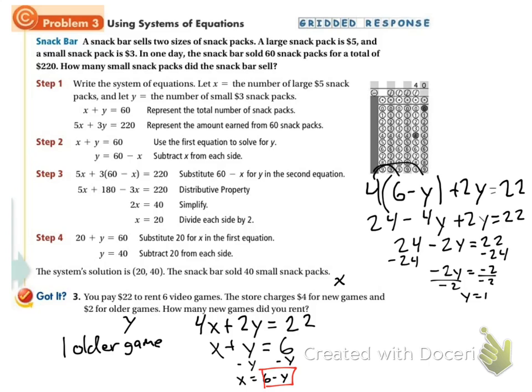And then I need to plug back in to figure out how many new games I got. My second equation is going to be a lot easier to plug in, right? No division, multiplication, all that. So I get that x plus 1 is equal to 6. And when I subtract 1 from both sides, we get that x is equal to 5. So one older game and 5 new games.